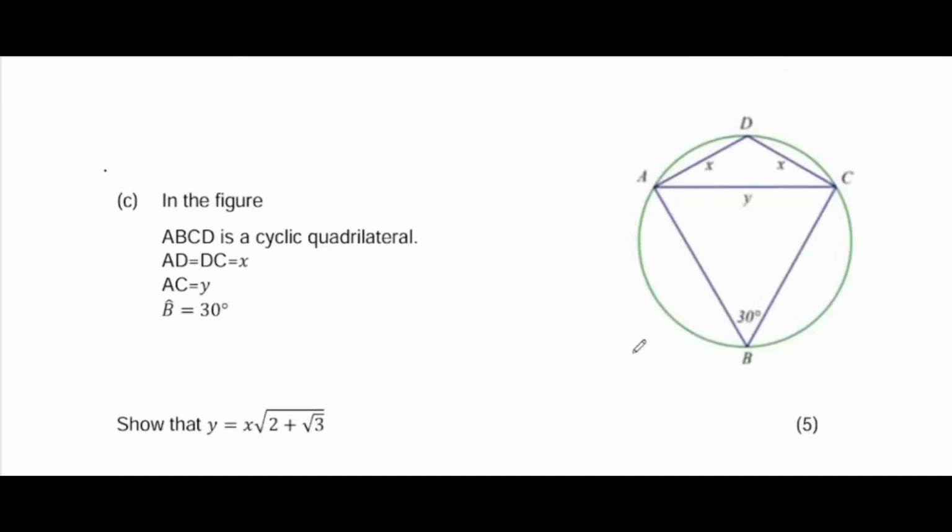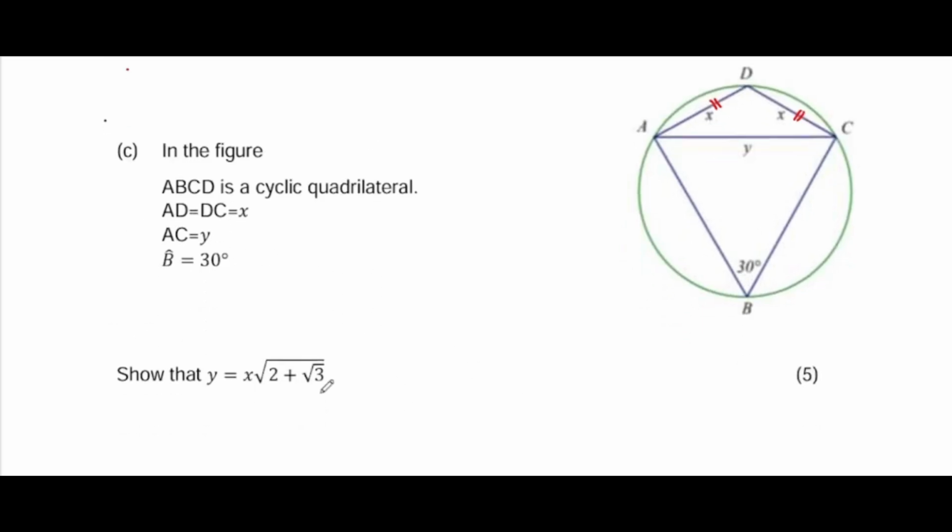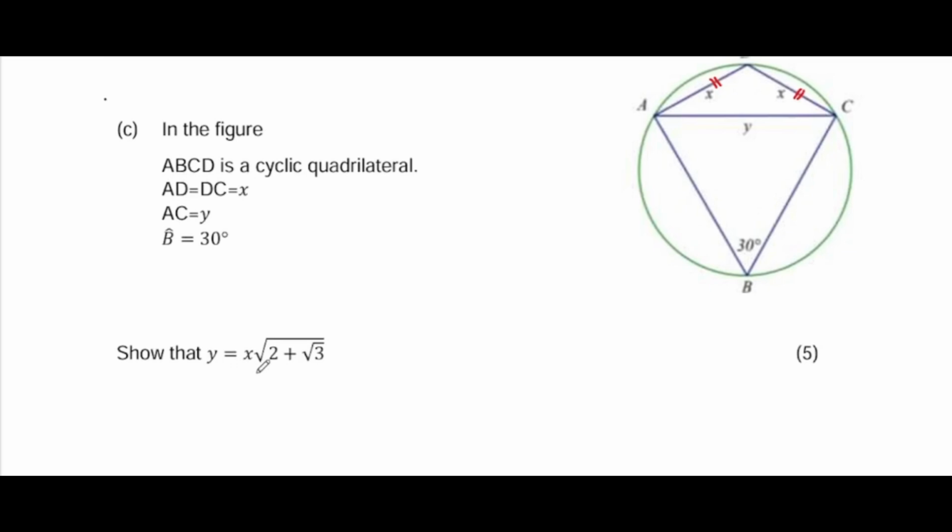So I have this wonderful question here from a past paper. This is from the IEB past paper. So let's try to answer this question. They say in the figure ABCD is a cyclic quadrilateral. Please make sure that you understand the properties of a quadrilateral, and we are also given that this side is equal to that side. They want us to prove that y is equal to x times the root of 2 plus root 3.